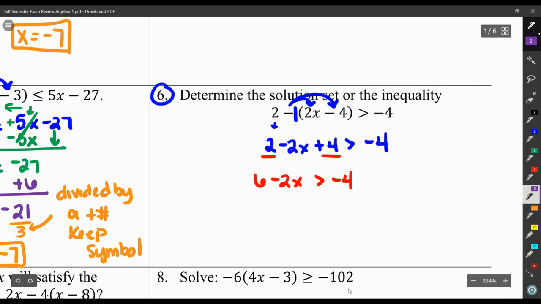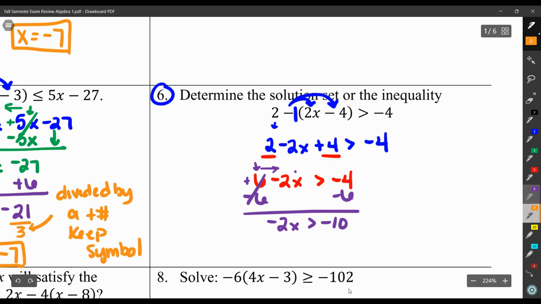Step 4 is to get your constants to the other side. So since my x's are here, I need to take this 6 and move the 6 to the other side. So this is a positive 6. So to move it over, I need to do the opposite, which is subtract. And so we get negative 2x greater than negative 10. And then the final step is to get x completely alone, which means we need to divide out the coefficient in the front. And again, make sure.